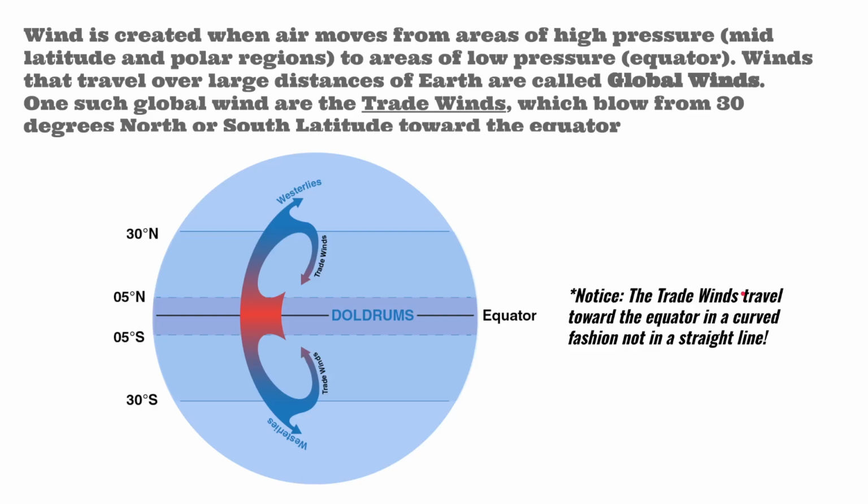So wind is created when air moves from areas of high pressure, which we're going to find basically at the poles, and then moves closer to the equator. Winds travel over a large distance of the earth, and we call these global winds. So again, just to fill in any gaps, air moves from high pressure systems at the poles to areas of low pressure systems, which we're going to find closer to the equator.